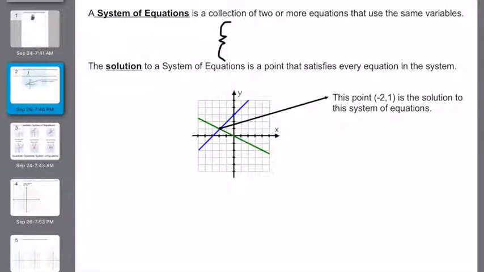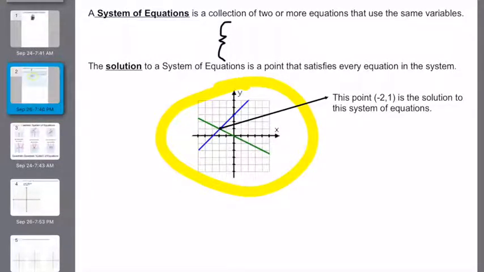So right here we have our first graph we'll take a look at. We have two lines, two equations in that graph, and where they meet, that is our solution. That's the point, so in this case (-2, 1), that satisfies both of these equations.